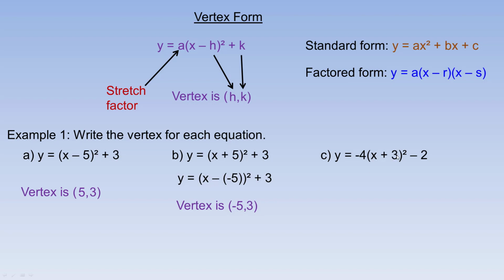So for example, in this one here, see, it's x plus 3, just like this was x plus 5. So the vertex for this one would be negative 3, comma, and negative 2 is the y-coordinate. So when you see that plus, it's the opposite sign, because it's actually negative 3 I'd be subtracting from x in the brackets here.